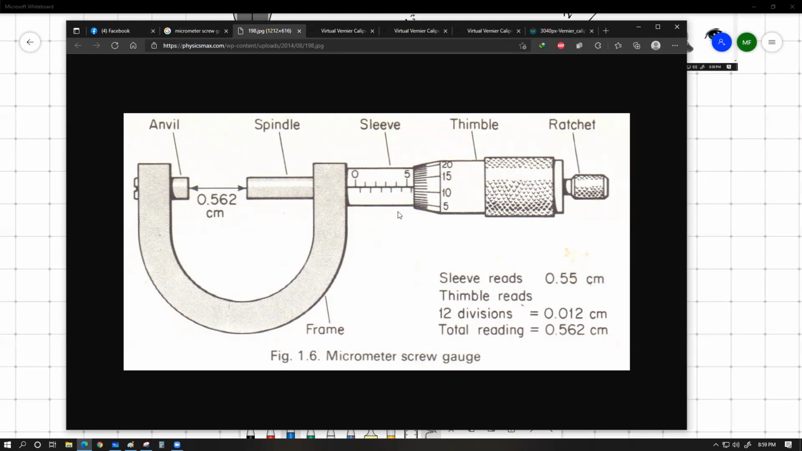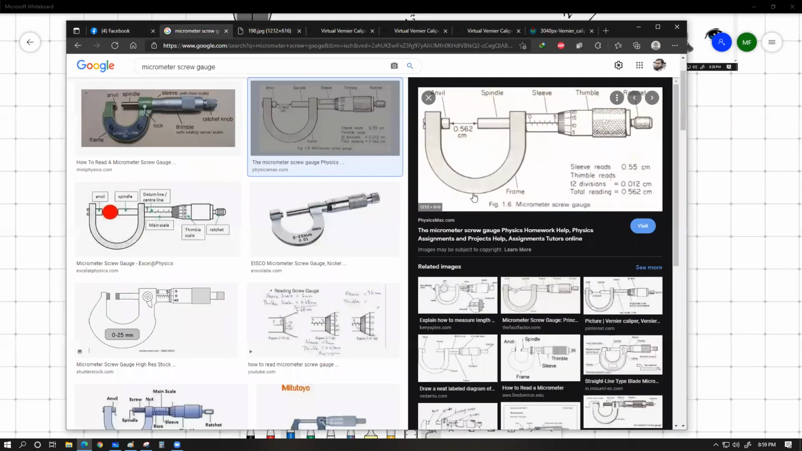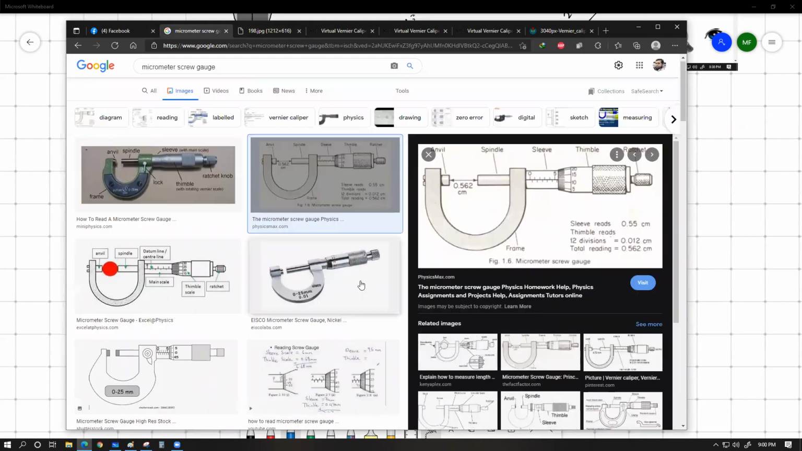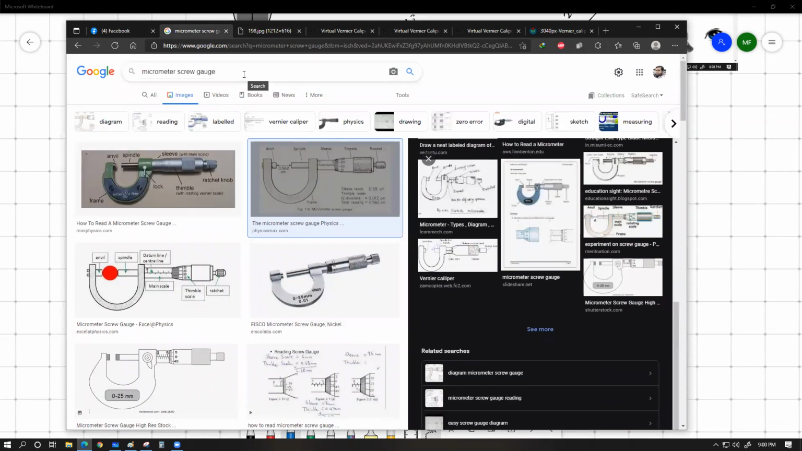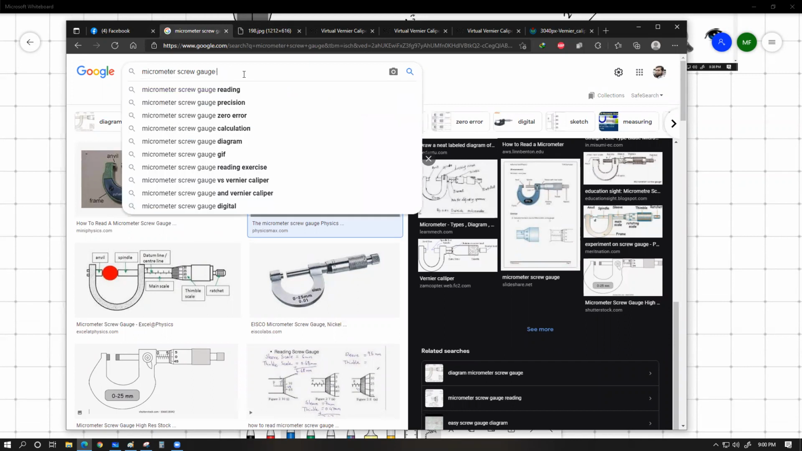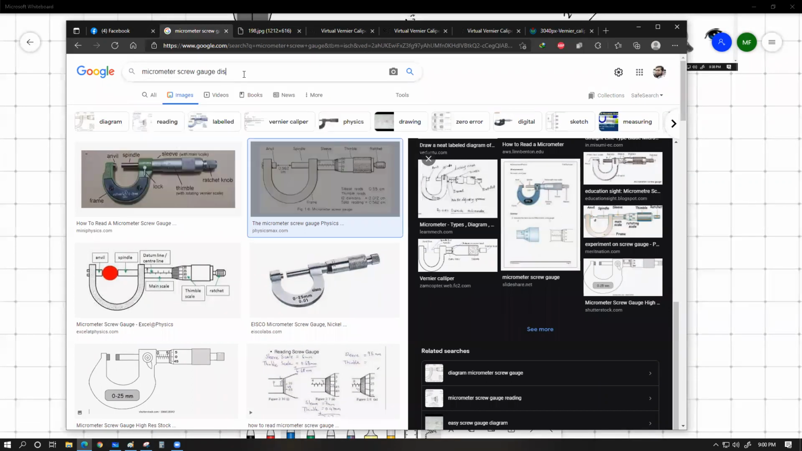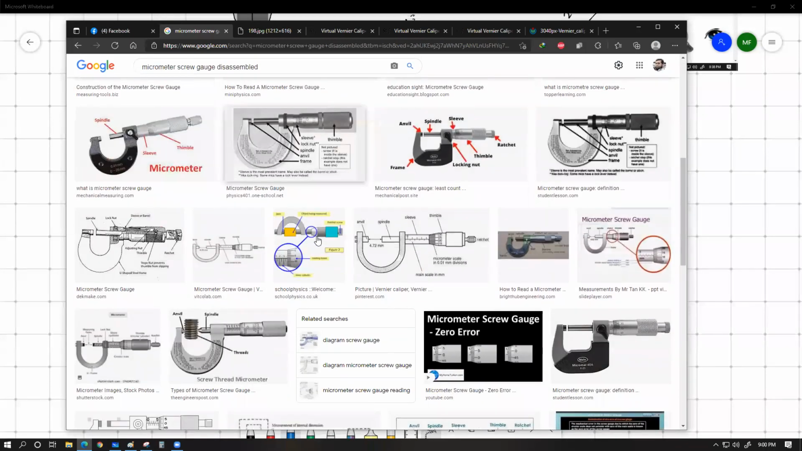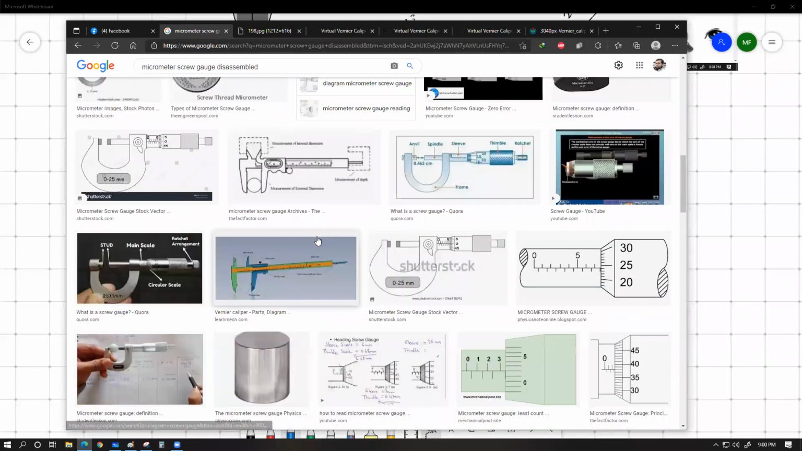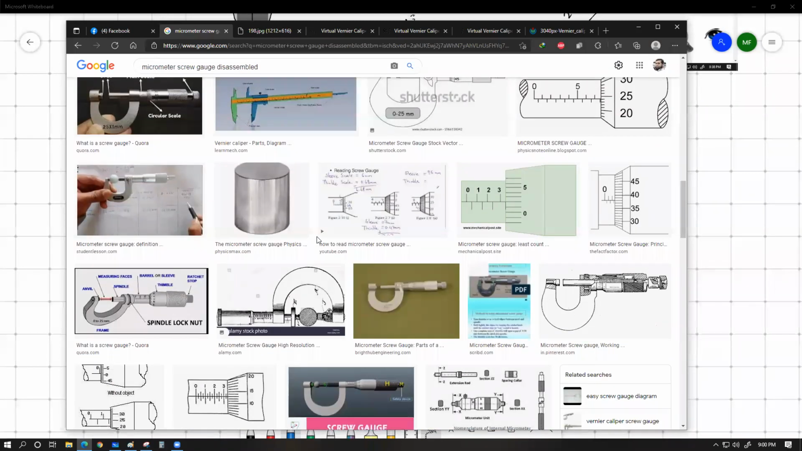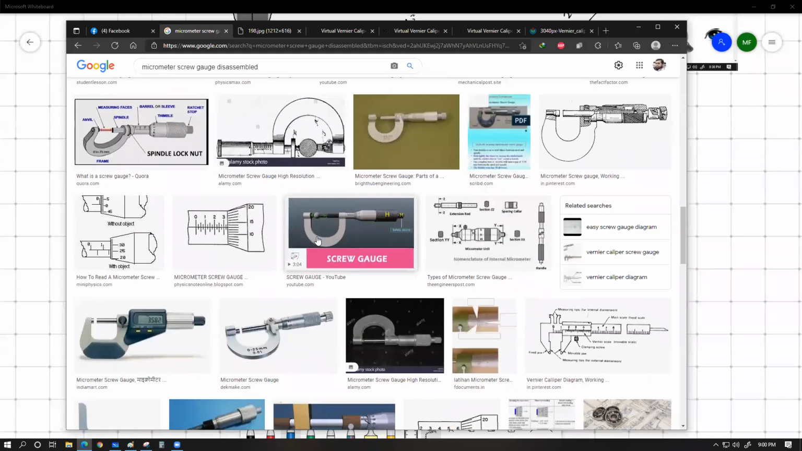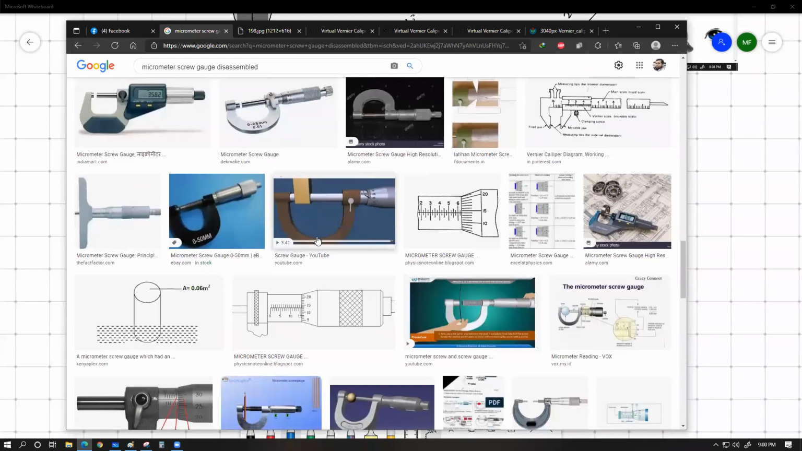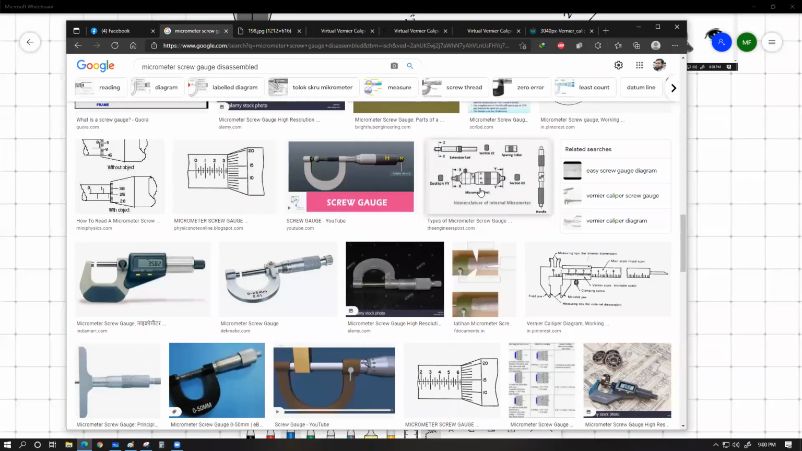This device works on the concept of screw movement. So there is a screw inside. I wish I could show you the disassembled view of the device. This doesn't work for me.